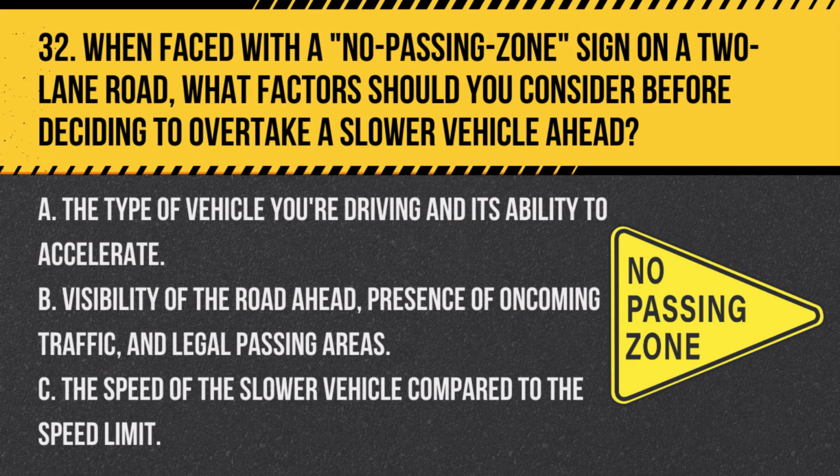Question 32. When faced with a no passing zone sign on a two-lane road, what factors should you consider before deciding to overtake a slower vehicle ahead? A. The type of vehicle you're driving and its ability to accelerate. B. Visibility of the road ahead, presence of oncoming traffic, and legal passing areas. C. The speed of the slower vehicle compared to the speed limit. Answer. B. Visibility of the road ahead, presence of oncoming traffic, and legal passing areas. Safety and legality must dictate passing decisions.